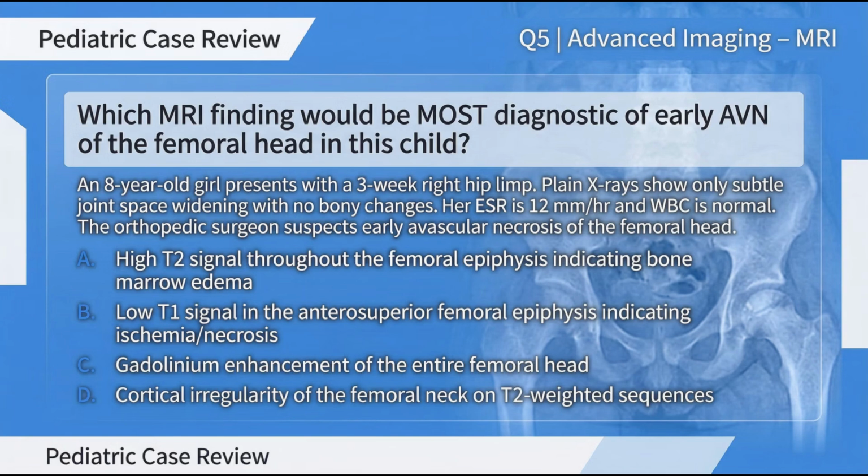Option A, high T2 signal throughout the femoral epiphysis indicating bone marrow edema. Option B, low T1 signal in the anterosuperior femoral epiphysis indicating ischemia and necrosis. Option C, gadolinium enhancement of the entire femoral head. Option D, cortical irregularity of the femoral neck on T2 weighted sequences.